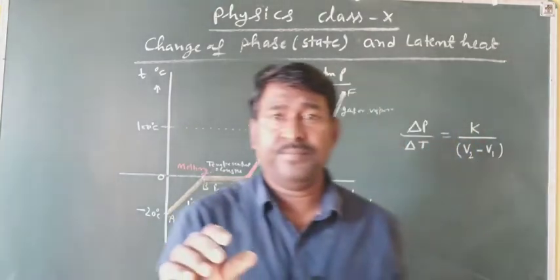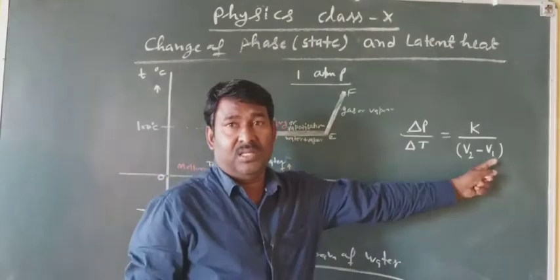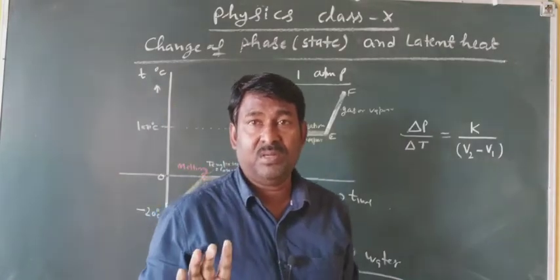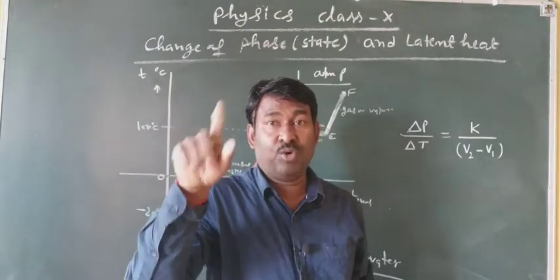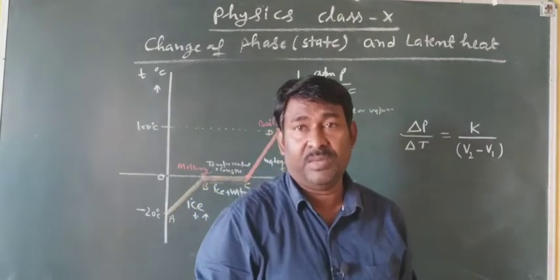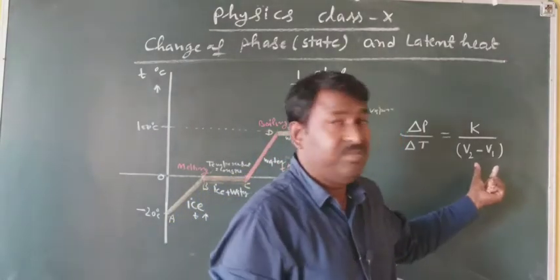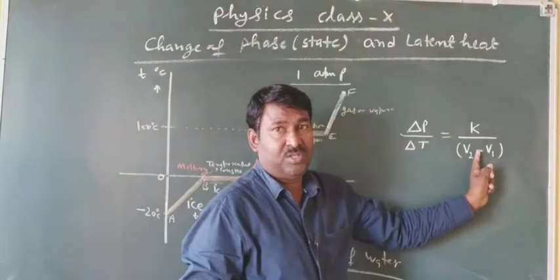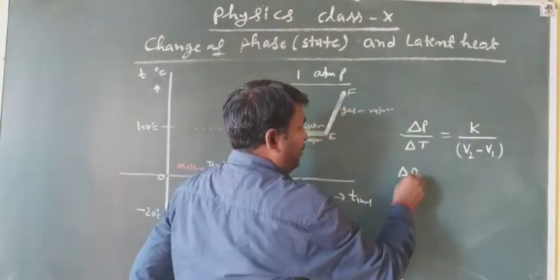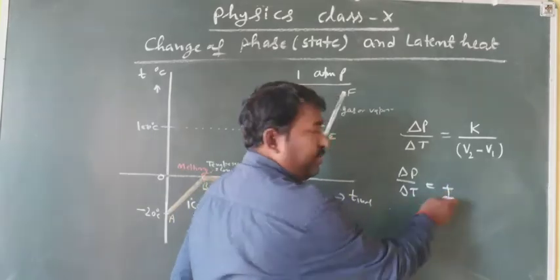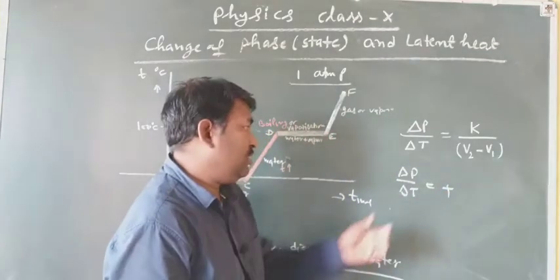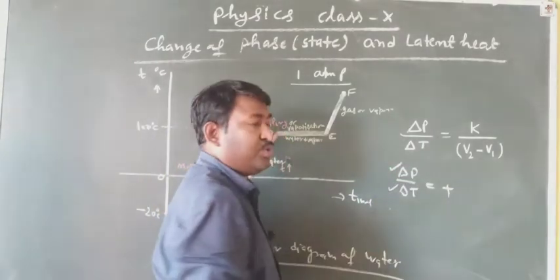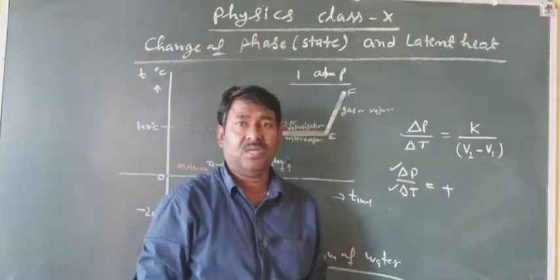So if the final volume is greater than the initial volume, as in the case when 1 kg of water converts into 1 kg of vapor, then the vapor's volume will be more than the water's volume of the same amount. In that case, for vaporization this quantity will be positive, so the right hand side will be positive, and hence delta P upon delta T is positive for vaporization of water. This will become positive only if both are increasing or both are decreasing.